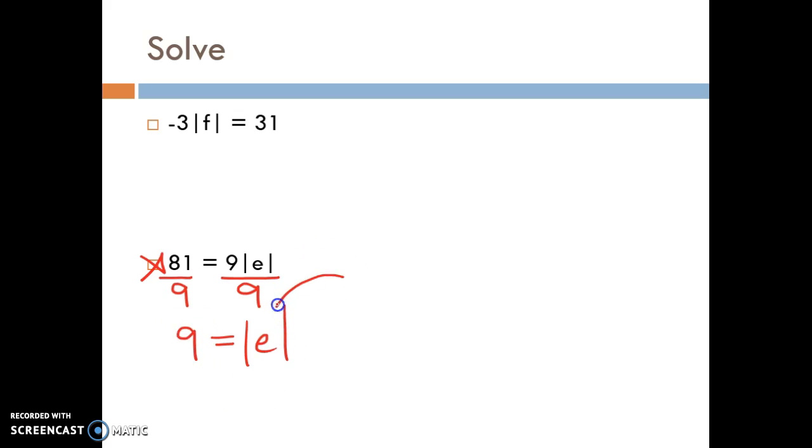So now we have to think, what number can we put within absolute value bars that will equal 9? If we put in -9 inside those absolute value bars, will it equal 9? Yes, it will. If we put in +9, will it? Yes. So e is equal to plus or minus 9.